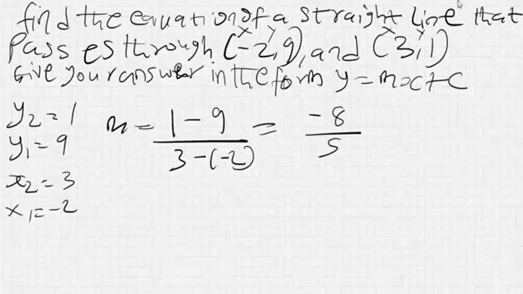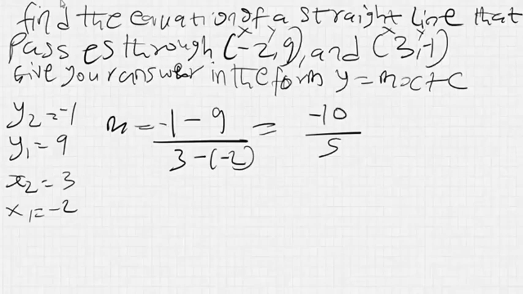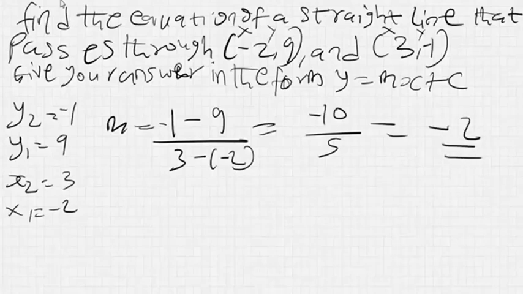Now take note and just observe this. In this point, what we have here is -1. So our y2 is -1 here. We're going to put -1 here, and this is going to give us -10 instead of -8. So take note of that. When you simplify this, we're going to have -10 divided by 5, which is -2. So now we have gotten our slope m equals -2. Next we're going to get our y-intercept.